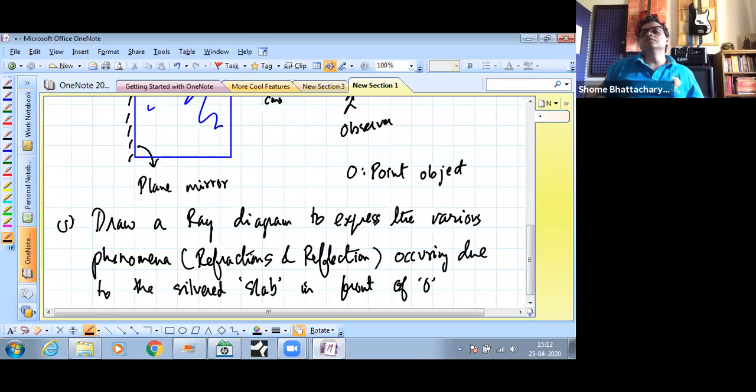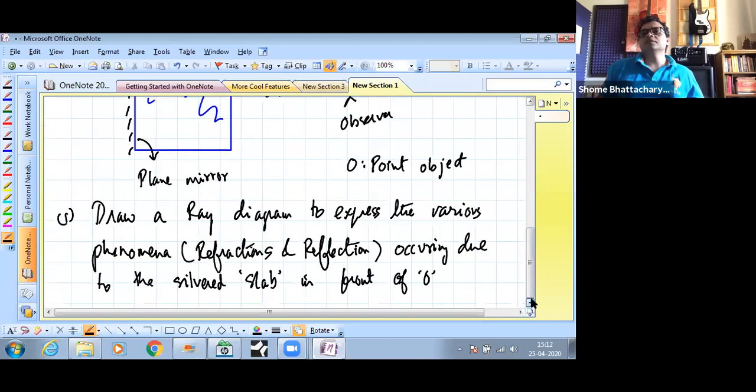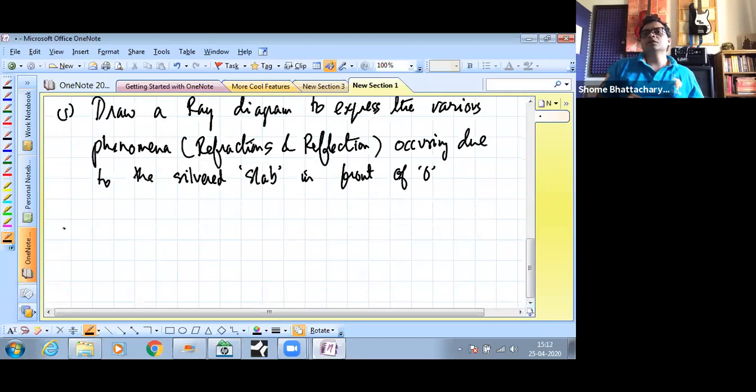So that's the first part. So just a rough kind of ray diagram to understand the phenomena.